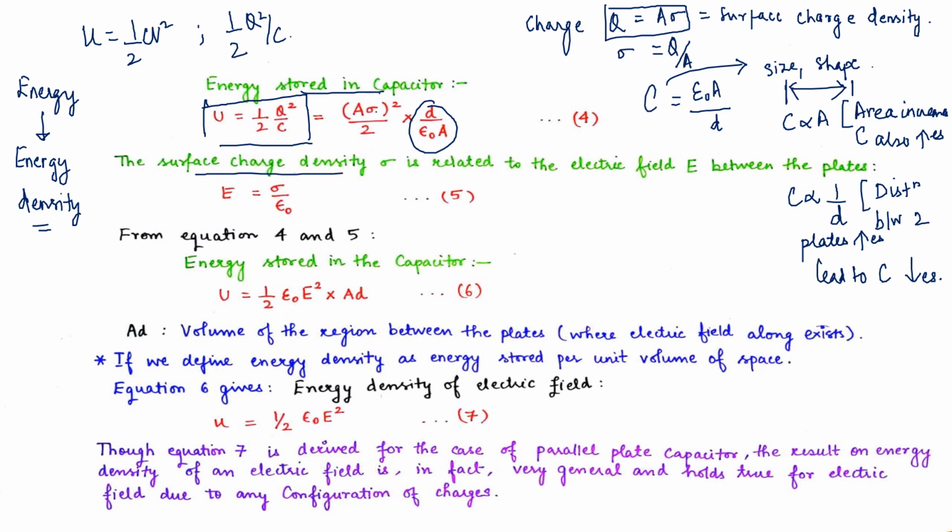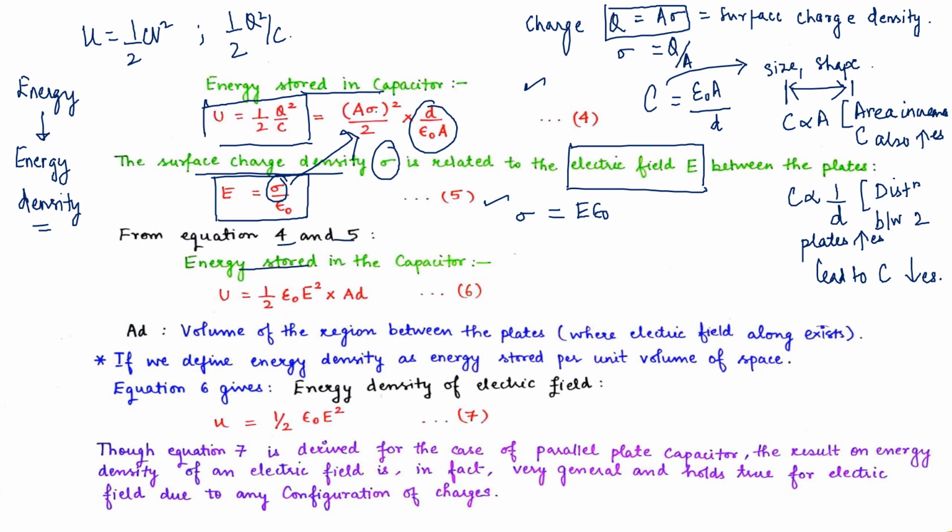Now, the surface charge density sigma is related to the electric field between the plates. How is it related? It is related like this: electric field equals sigma upon epsilon naught. Now, from equation 4 and 5, we can substitute the value of sigma in this equation. What is the value of sigma? Sigma equals E into epsilon naught. So, from equations 4 and 5, energy stored in the capacitor is given as half epsilon naught E square into AD, where AD is the volume of the region between the plates.